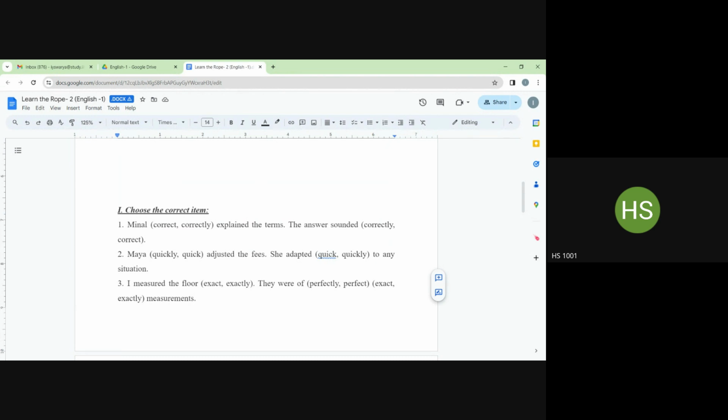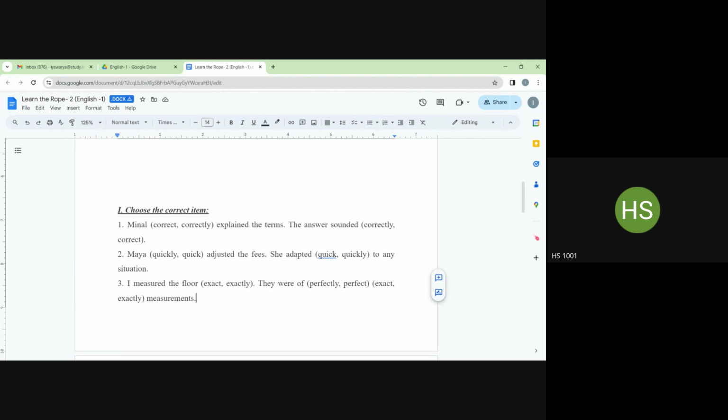Second one: Maya quick adjusted the fees. What would be the right answer here? Quickly, for the same reason, right? Because it's modifying what? Adjusted. Correct, right? Which is a verb. So quickly adjusted the fees. How did she adjust? She quickly adjusted the fees. She adapted quickly to any situation.